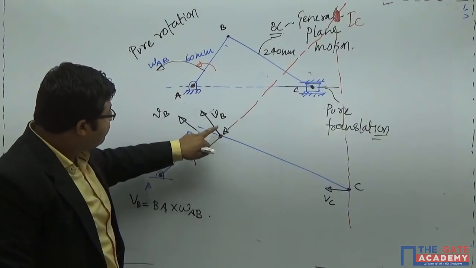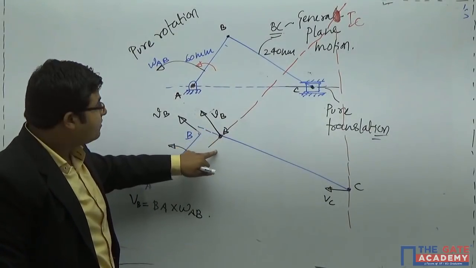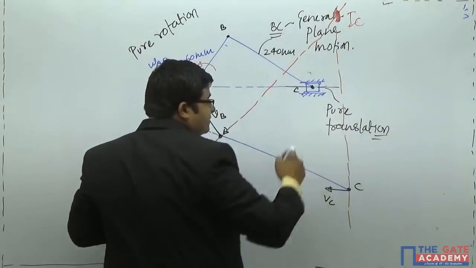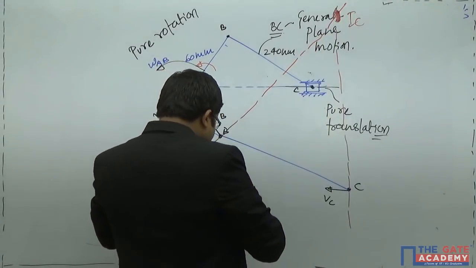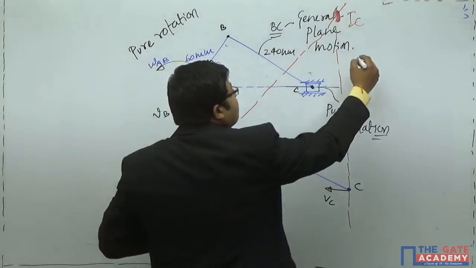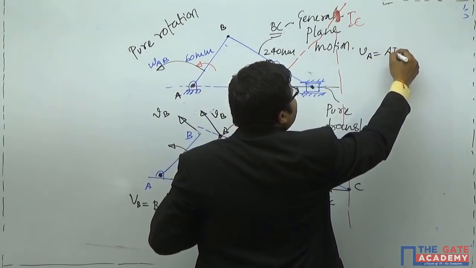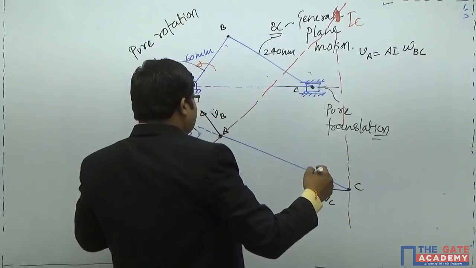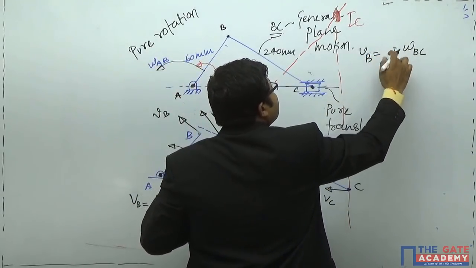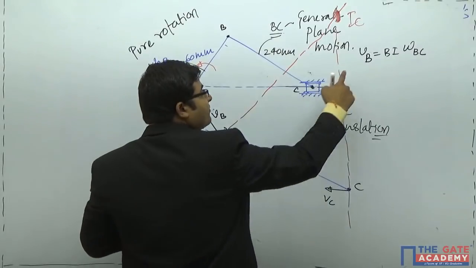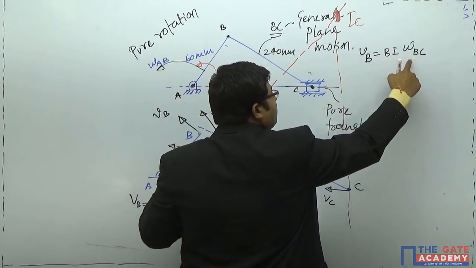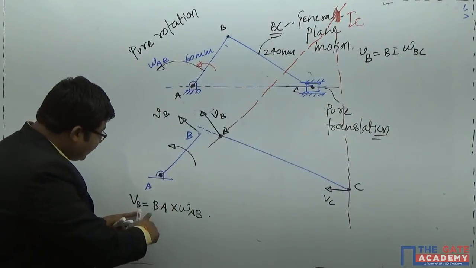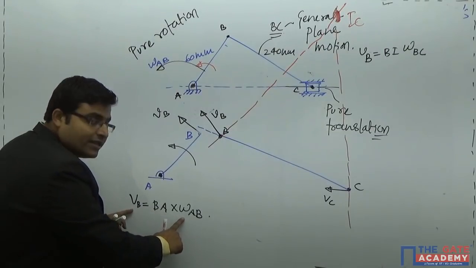Now, what if we have drawn this line as perpendicular? We know the distances B to I and C to I. Then definitely we can link those velocities. Now look at this very carefully. This is the link BC now. So velocity of link B is equal to BI into omega BC, which can also be expressed in terms of crank rotation, that is velocity of B is equal to BA into omega AB.